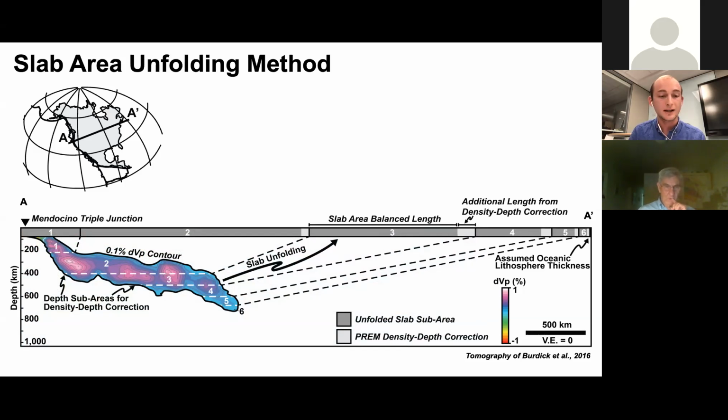And once we define that edge, we can really start to quantify the amount of oceanic lithosphere that's held within this anomaly by measuring a cross-sectional area for this given slab and structurally unfolding that and restoring it back to Earth's surface. We restore it back to Earth's surface by assuming an initial thickness of oceanic lithosphere. The thickness we've assumed for this study is 80 kilometers.